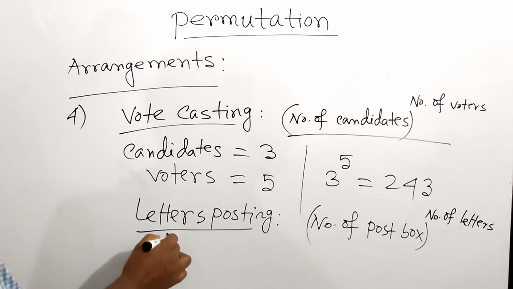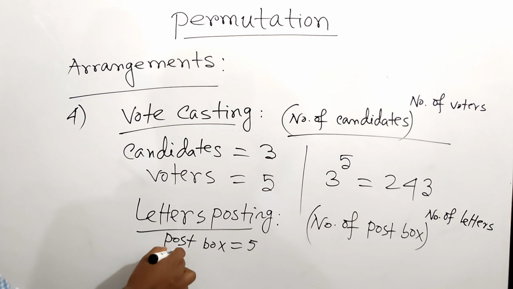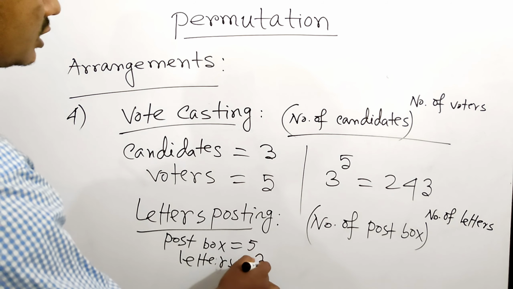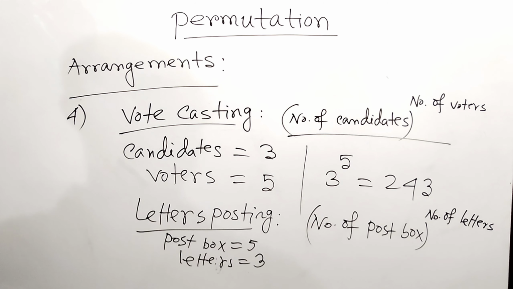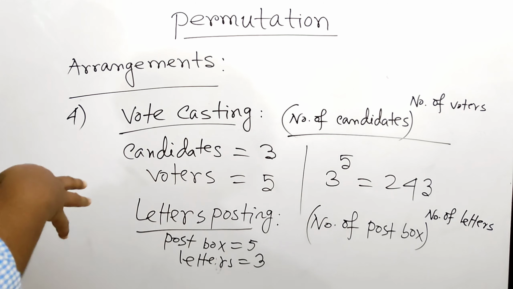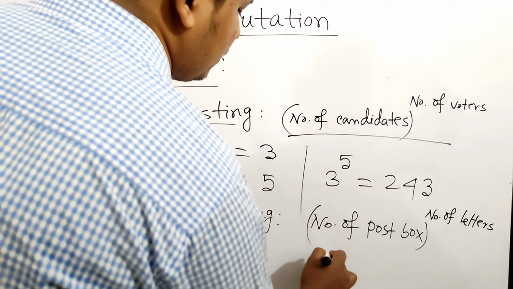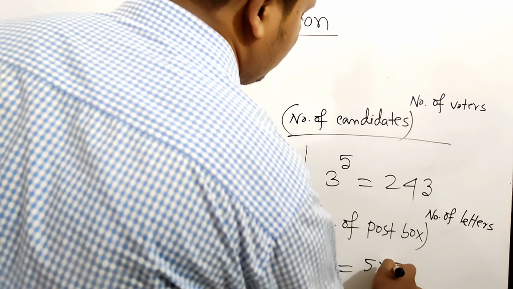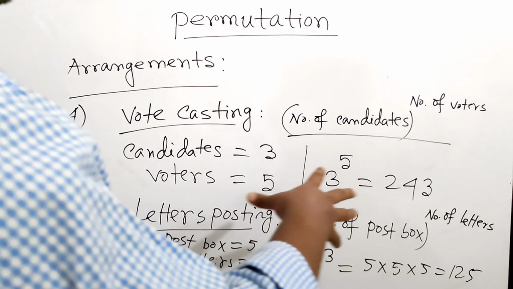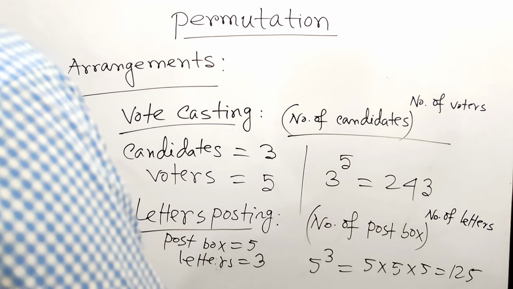Suppose post boxes equal 5 and number of letters equal 3. If the question asks how many ways you can post 3 letters in 5 post boxes, this is so simple: 5 to the power 3, that is 5 times 5 times 5, that is 125. That means in 125 ways you can post these 3 letters. So these are all the examples for arrangement.